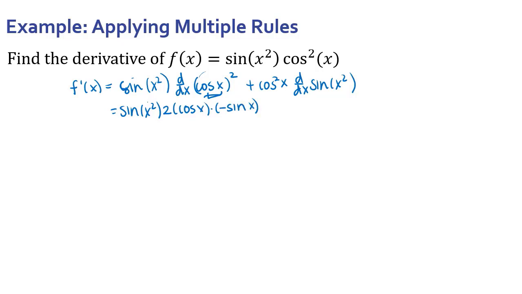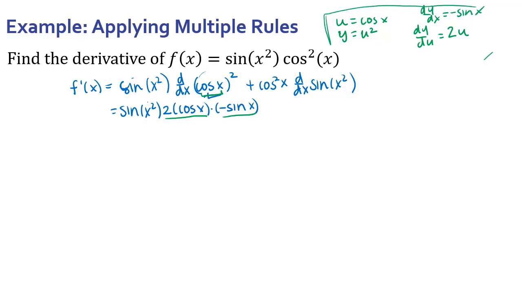Okay, so again, if you are imagining this, this would be like your u, and then your y is u squared. So dy du is 2u, which is where this piece comes from. And then du dx is that negative sine x, which is where this piece comes from. So again, if you want to do this over to the side, that is more than fine with me. So plus cosine squared x times.